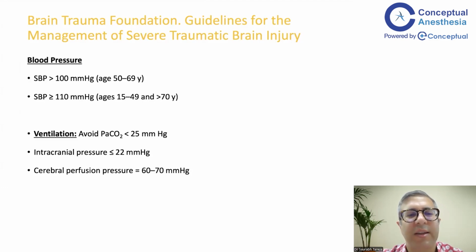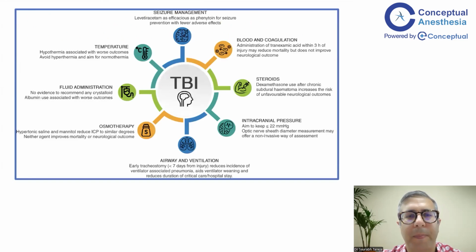The systolic blood pressure in age 50 to 69 should be more than 100. In patients less than 50 and more than 70, we have to maintain a systolic blood pressure of more than 110 millimeters of mercury. Avoid hypocapnia. We have to maintain an ICP of less than 22 and a cerebral perfusion pressure of 60 to 70, that is mean arterial pressure minus the ICP. Again, this just tells you what things are important for us. When you have such a patient, you should think about all these things.